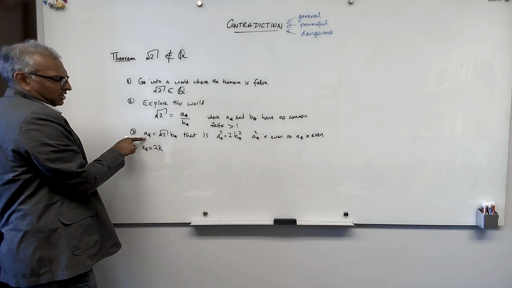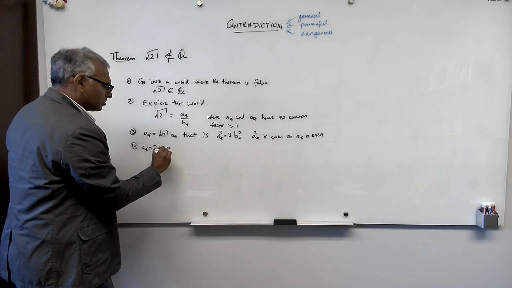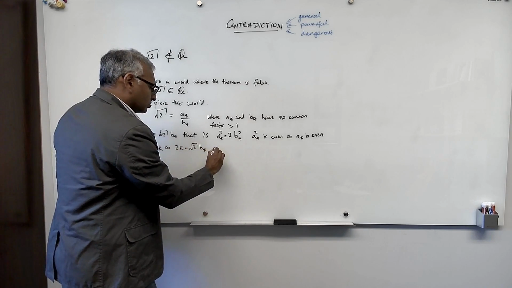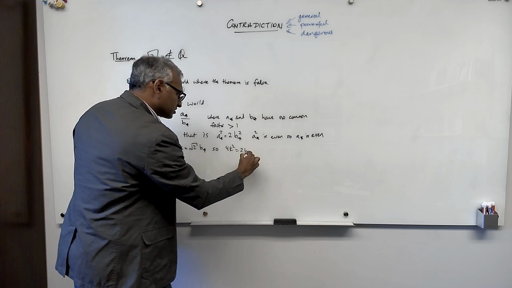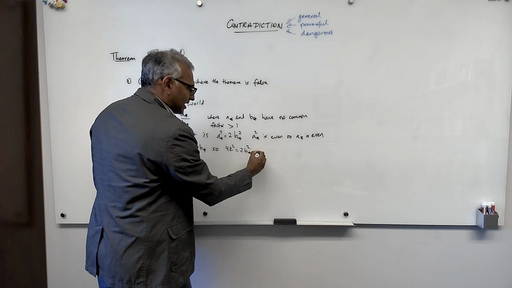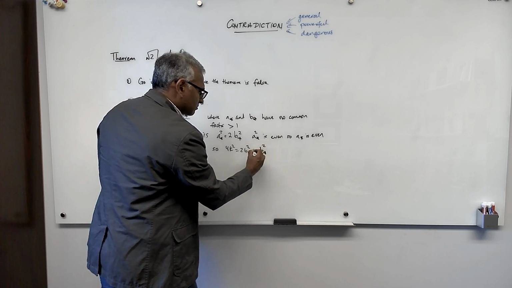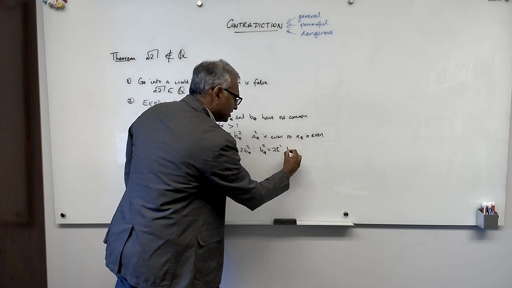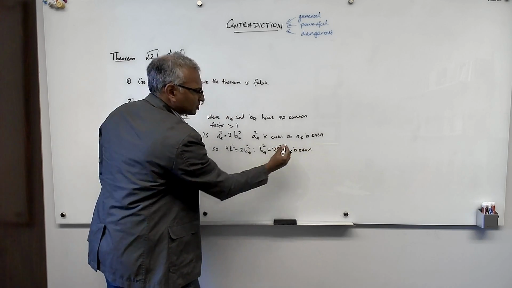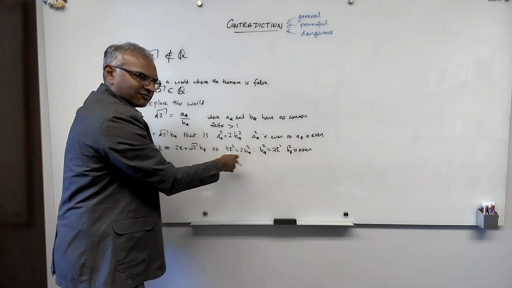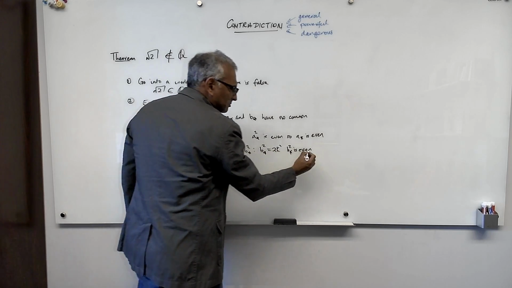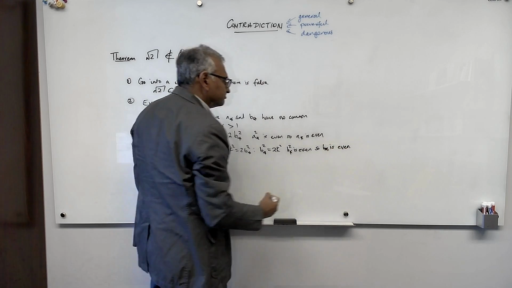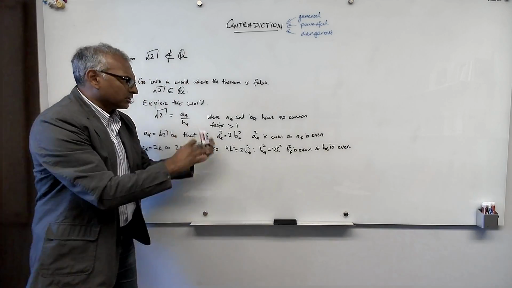So plugging 2k into here, this means that 2k is equal to square root of 2 times B star, squaring both sides. So 4k squared equals 2 B star squared. Dividing both sides by 2, we get that B star squared is equal to 2k squared. So B star squared is even. And if a square is even, it means that the number itself must be even. So B star is even.